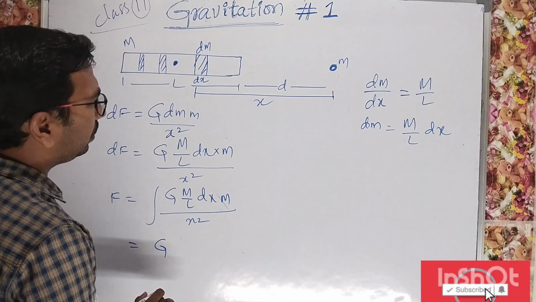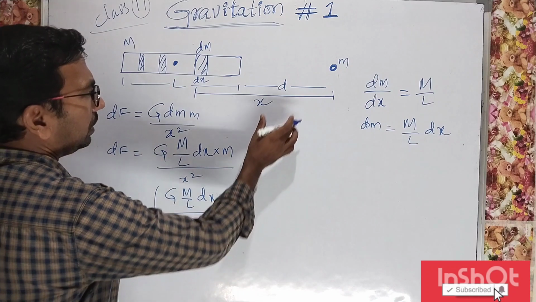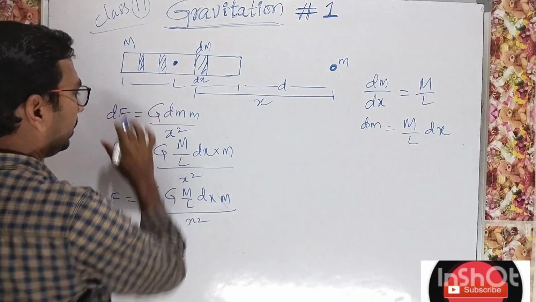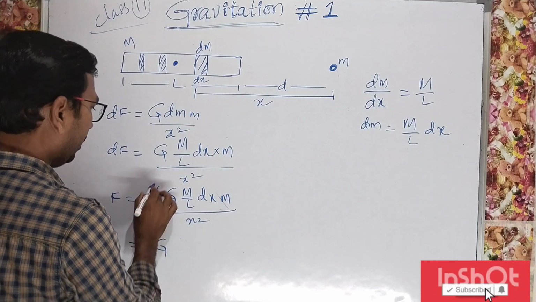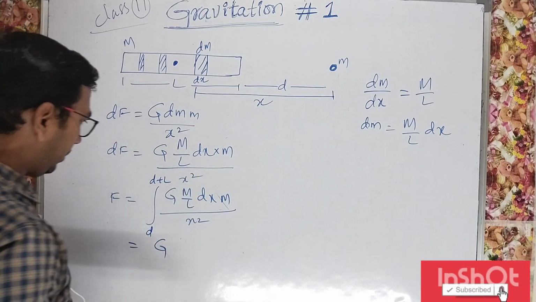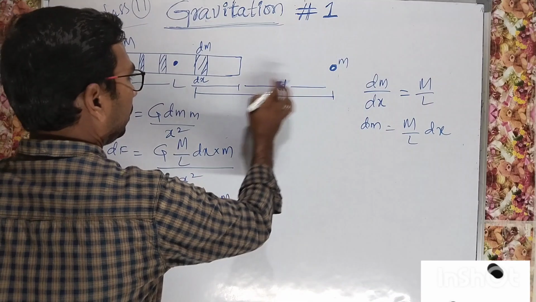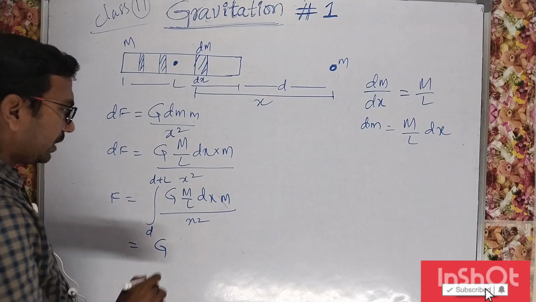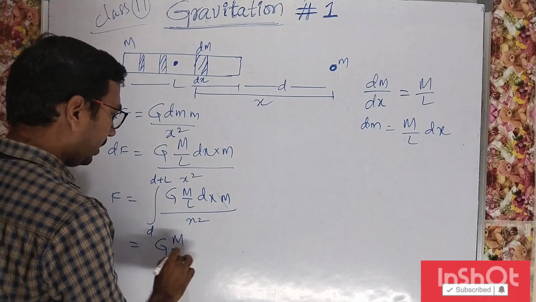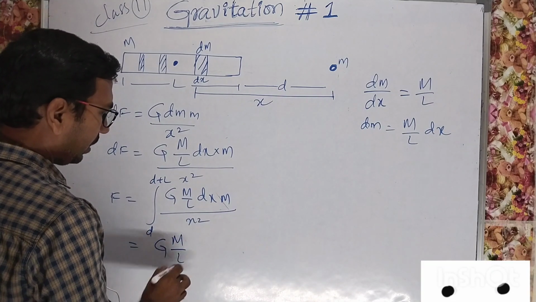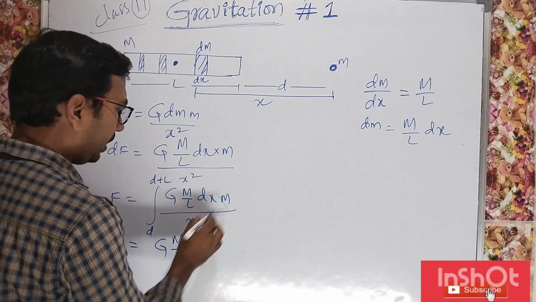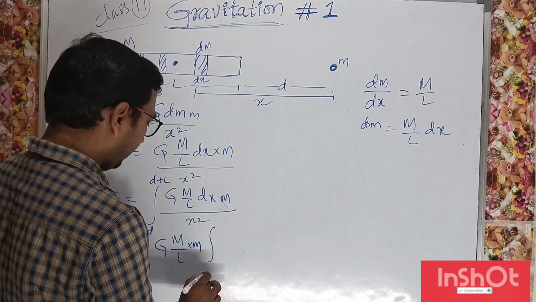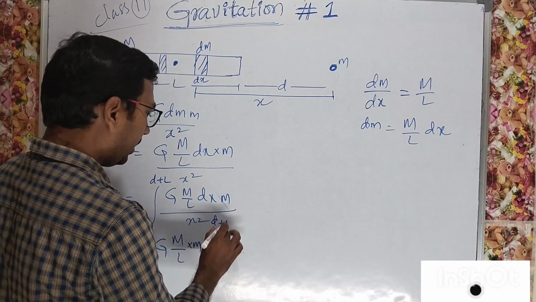From where to where do we integrate? From d to d plus L. G is common, capital M is constant, L is also constant, and small m is also constant. So we integrate 1 by x square dx from d to d plus L.